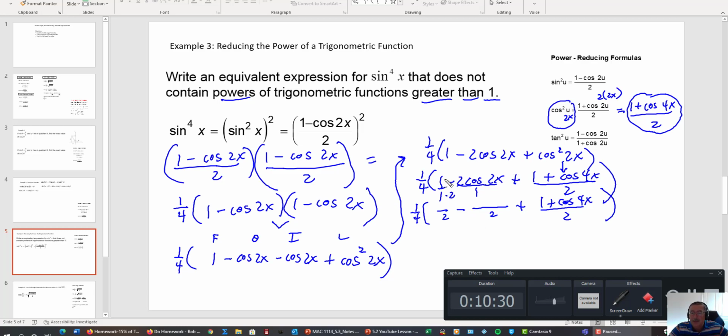So multiplying top and bottom of this by 2, 1 over 1 is 2 over 2, which reduces to 1, minus 2 times 2 cosine 2x is 4 cosine 2x. So now we can say this is 1/4, and we can collect like terms in here. We can say that 2 plus 1 is 3. This 2 and this plus 1 here is 3. Minus 4 cosine 2x is here, plus the cosine of 4x all over 2.